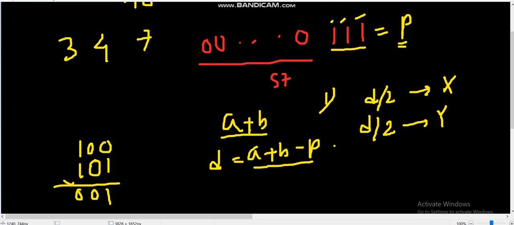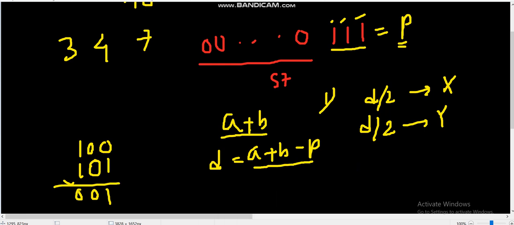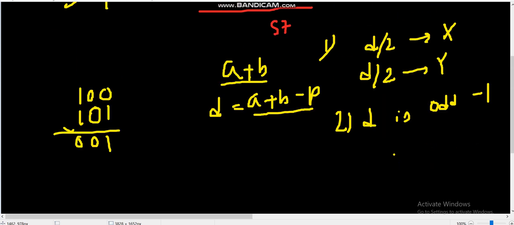Now for that case, we have one candidate when our answer is not possible, when d is odd. So if d is odd, then our answer is not possible. This will be -1. That's the second observation. Now let's jump into more observations.